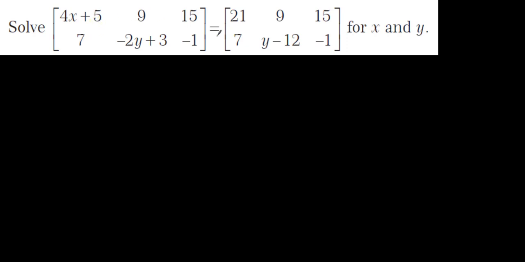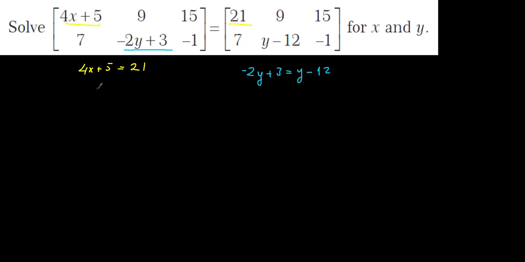Okay, this is another question, and the logic is the same. The entries' places should match: this is first row, first column, and this is first row, first column. So x plus 5 should be equal to 21. On the other side, minus 2y plus 3 should be equal to y minus 12. And 7 is equal to 7, 9 is equal to 9, 15 is equal to 15, minus 1 is equal to minus 1. So this is the first part.